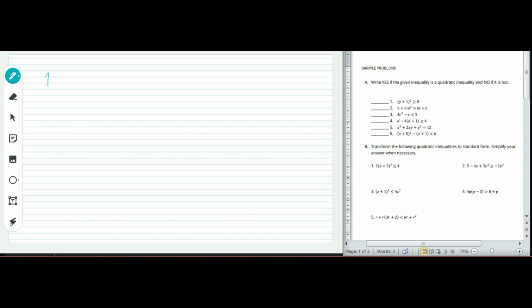Like in number 1, the given is y plus 1 squared is greater than or equal to 0. I don't have to simplify this anymore because it's very obvious. It's raised to 2 and it has an inequality symbol. So the answer is already yes. Number 2, we have here n plus mn squared is greater than m plus n. This is a no. Why? Because of this. The degree of this is 3. Diba? 1 plus 2 is 3. So this is on the third degree. So definitely it's a no.